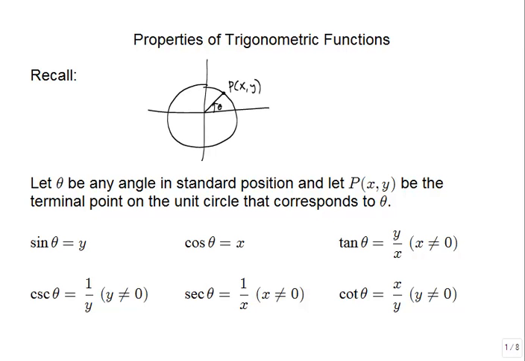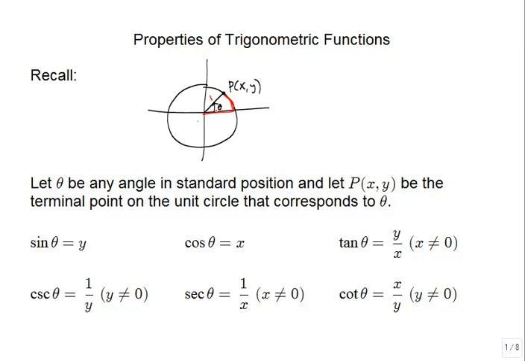Let's recall that on a unit circle, if we have an angle theta in standard position, then its initial side is on the positive x-axis, and that angle theta sweeps up to some point P on the edge of our circle with coordinates (x, y). This point (x, y) is called the terminal point, and if this is a unit circle with a radius of 1, then this angle theta also matches this arc length over here, which sometimes we call t or s.